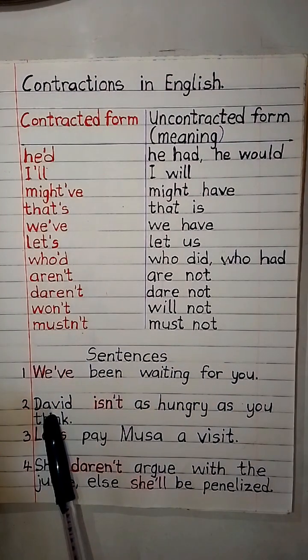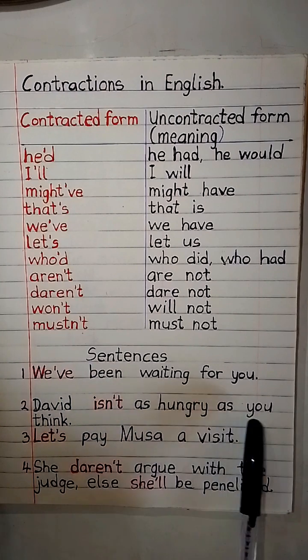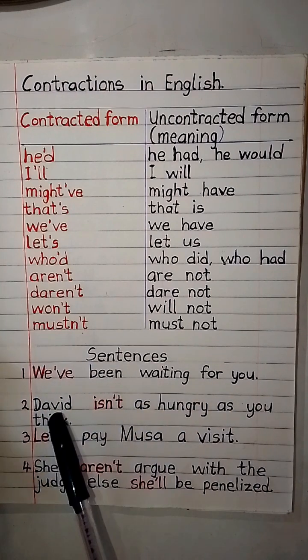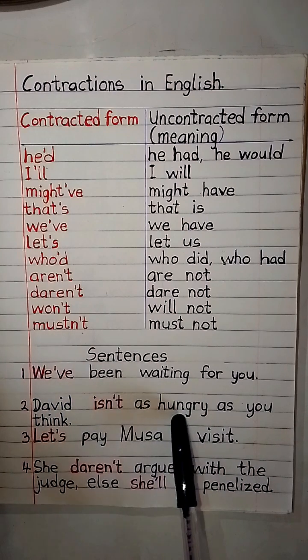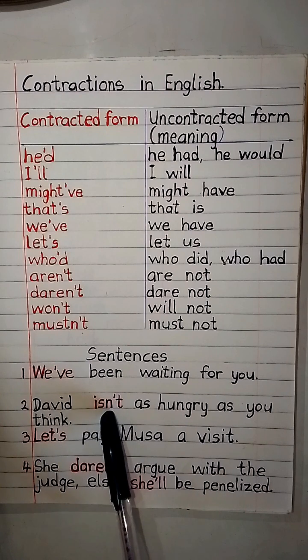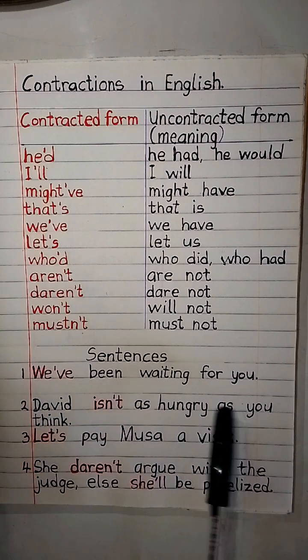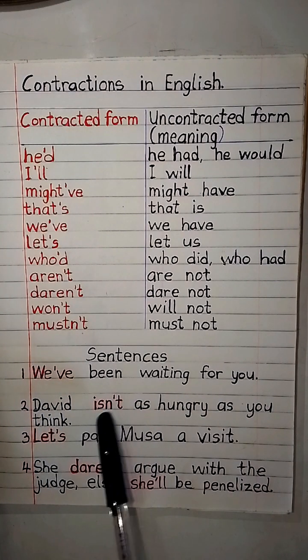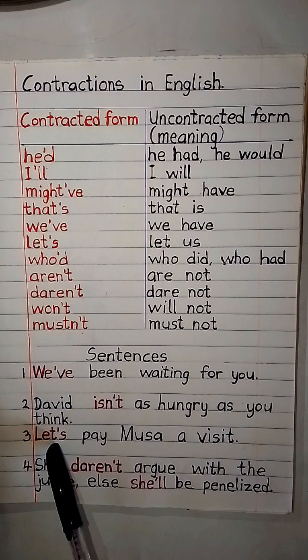Number 2, David isn't as hungry as you think. The isn't here is a contraction, which means is not. So David is not as hungry as you think. Is not.